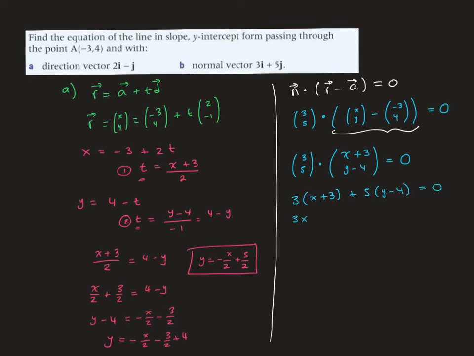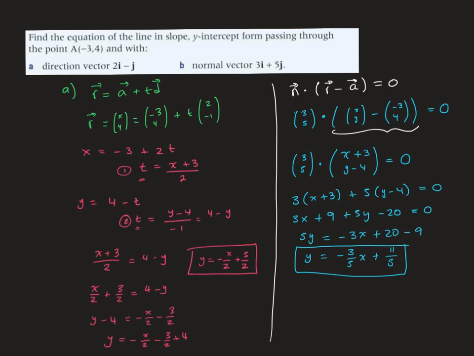And that is 3x plus 3 times 3, so that is 9, plus 5y minus 20 equals 0. So 5y equals minus 3x plus 20 minus 9. So y is equal to minus 3 over 5 x plus 11 over 5. And this is the slope-intercept form of my equation using a normal vector.